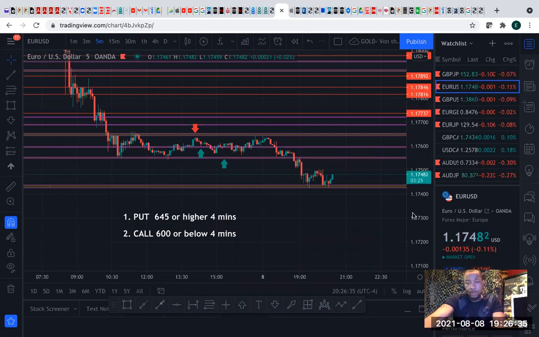What I'm gonna do right now is work EU. I'm gonna mark it up, look for a trade idea, and take a trade. I use the Fibonacci tool.